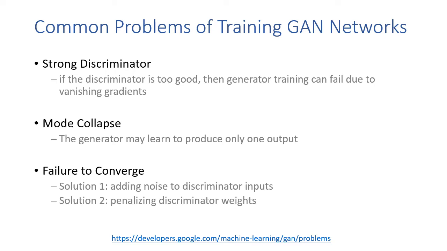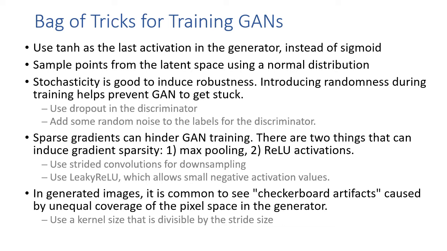There are some tricks to help training GANs. First, use tanh as the last activation function in the generator instead of sigmoid, because the tanh output is between 1 and minus 1. And then sample points from the latent space using a normal distribution. Okay, and randomness, stochasticity, is good to increase robustness. So introducing randomness during training helps prevent GAN from getting stuck. So how to introduce randomness into the networks? First, use dropout in the discriminator and then add some random noise to the labels for the discriminator.